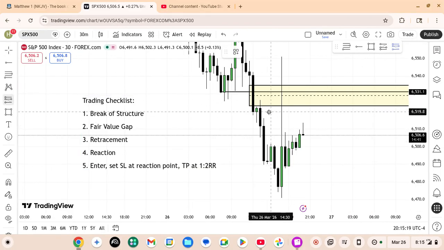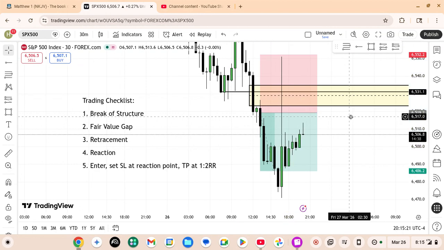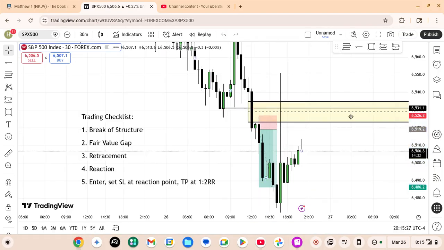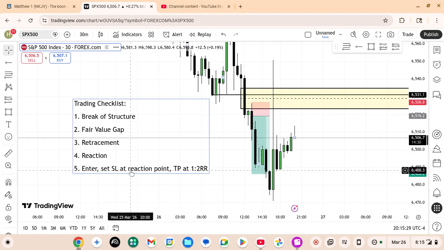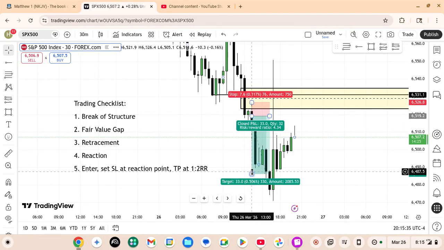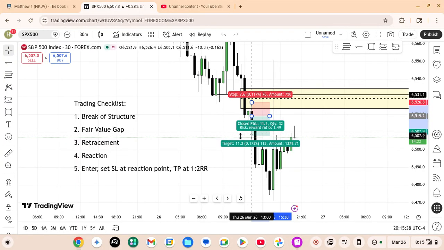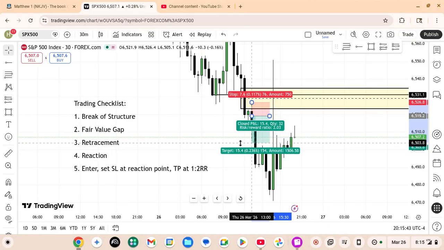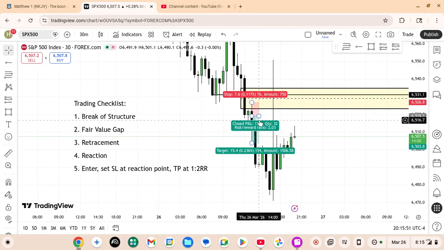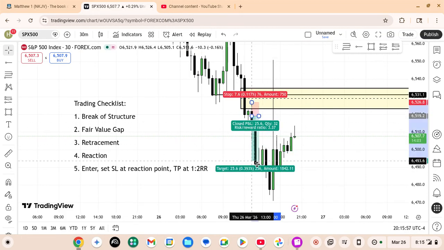After we see this bearish reaction, we would enter off of that, and we would set our stop loss above the reaction high, like this says: set stop loss at reaction point. That was the point where price reacted before it started going down. And we set our TP at a fixed 1 to 2 risk to reward, just for simplicity. You do not need a high win rate to be profitable if you're doubling your risk every time that you trade. As you can see, price went straight down, and it actually went even further.